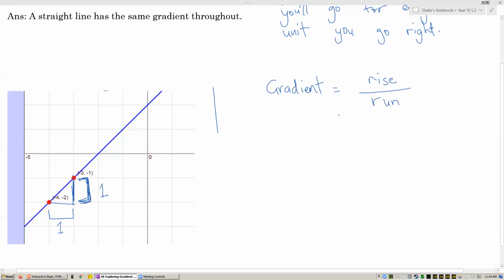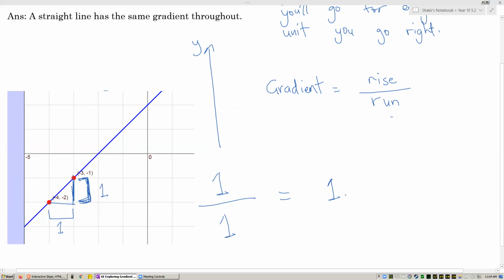Rise over run. So how much did it go up? And over here, how much did it go up? It went up by 1. Rise means how much it went up. Run means how much it went to the right. So 1 over 1, which is just 1.